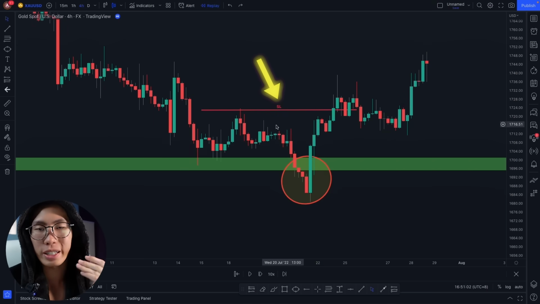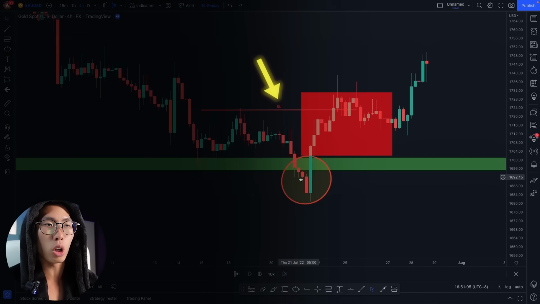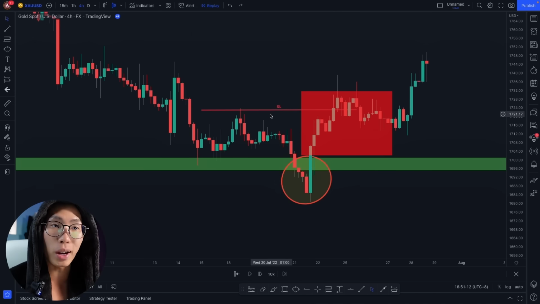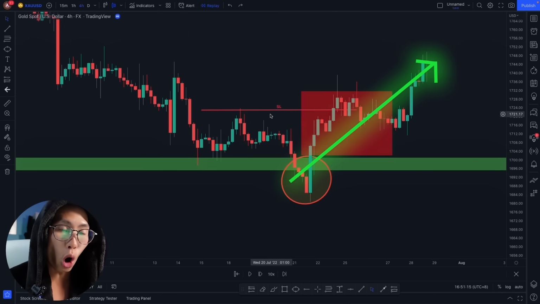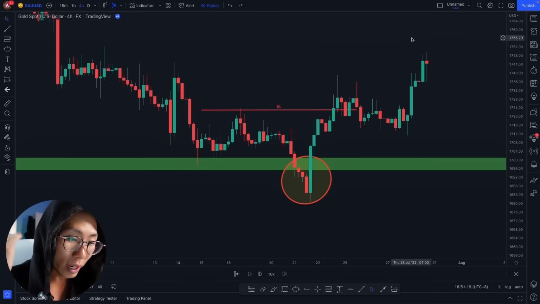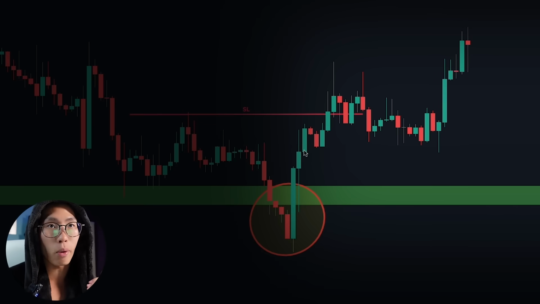So when they enter for a sell right here, they're going to be placing their stop loss above the last lower high, which is right here. So if price ends up doing a false breakout and price actually comes up, it will hit all their stop losses, adding fuel to the fire and increasing the momentum, causing price to shoot up.